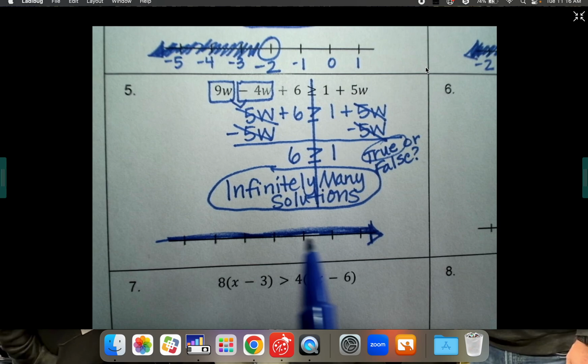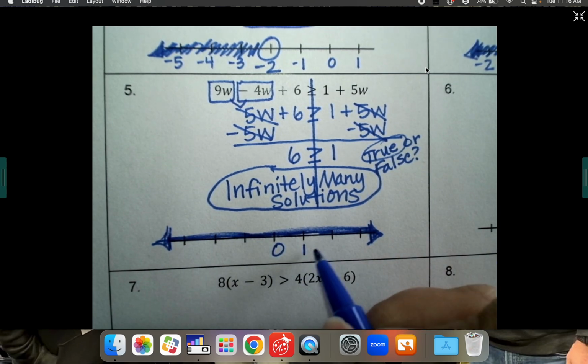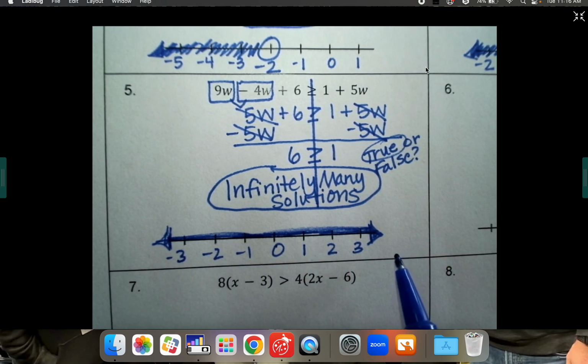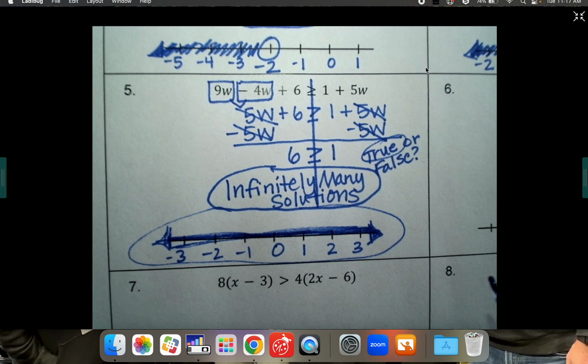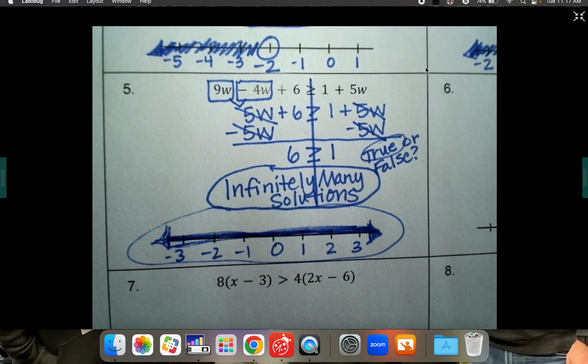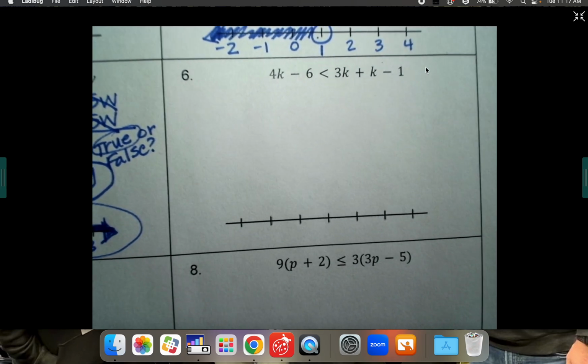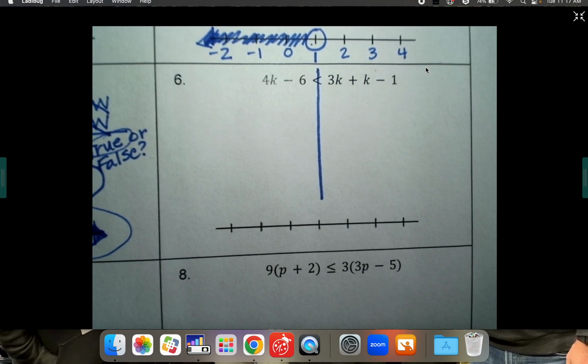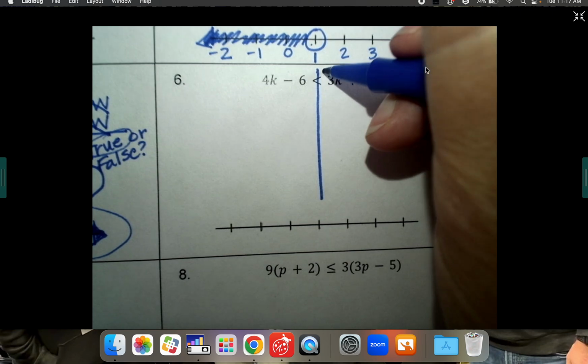So I've had some students who actually want to go ahead and put a few numbers on here like 0, 1, 2, 3, and -1, -2, -3. But honestly, I don't even need you to do that. As long as you darken in the entire number line, I know that you understand that since it was a true statement, all of the answers in infinity are solutions.